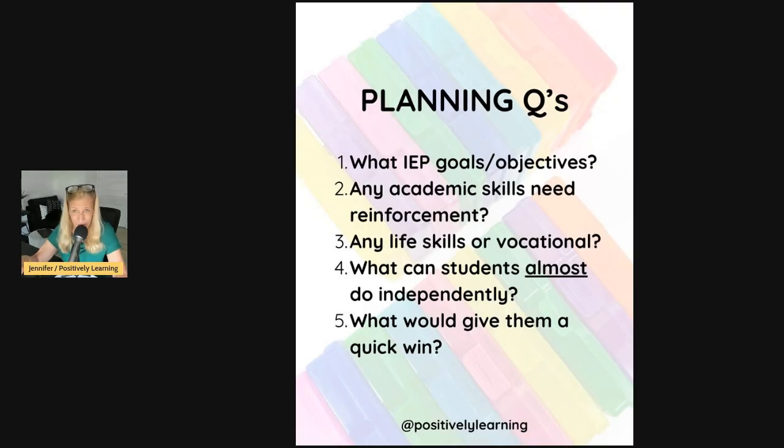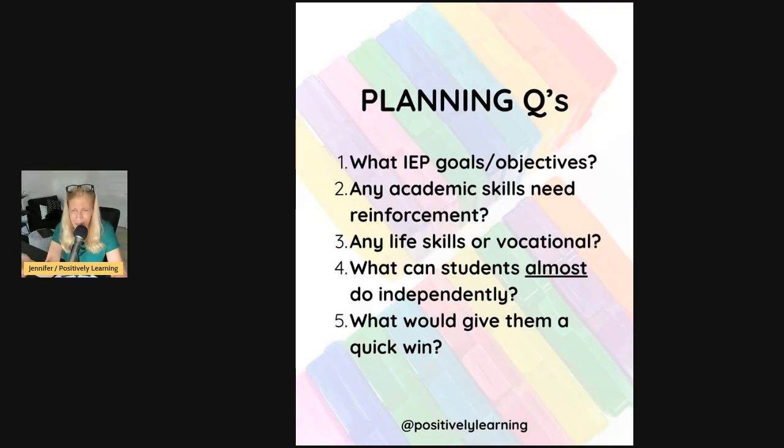Question 4 is so important. What can students almost do independently? That is such a big one. We want independent work to be at students' independent level, but we have to find that sweet spot. Of course, we don't want it to be hard. It's not at the student's frustrational threshold, it's not at their instructional level, it's their independent level.